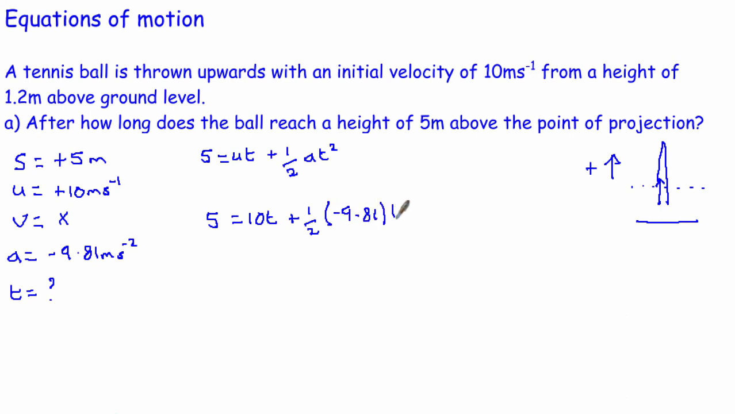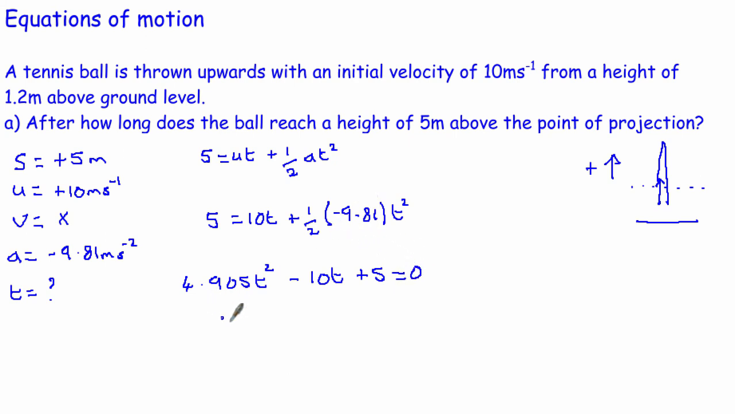times t squared. So what I've got is a quadratic, because I've got a t squared, a t, and a quantity without t in it. So I'm going to rearrange this. Half of minus 9.81 is 4.905. I'm going to take everything across to this side, which gets rid of the negative sign. If I do that, I get 4.905 t squared, and I'm going to keep quite a few significant figures so I can round my answer at the end, minus 10t plus 5 equals 0. So now I've got a quadratic equation that I can solve.